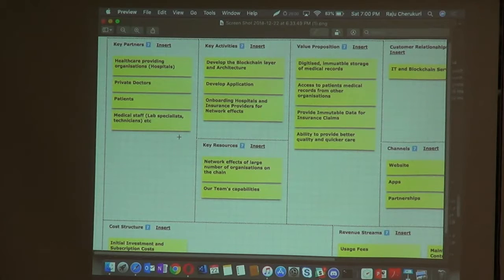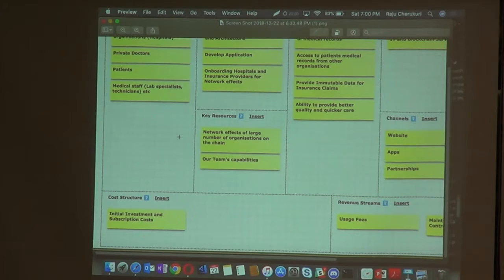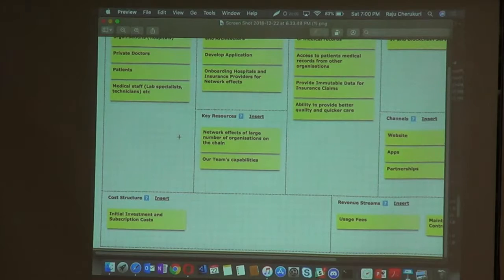Same for private doctors, patients, and medical staff as key partners. The cost structure is the initial investment that they would have to put into this software. And the key resources for us would be, as I said, network effects, if we have a large number of hospitals in that network, and also our team's capabilities.